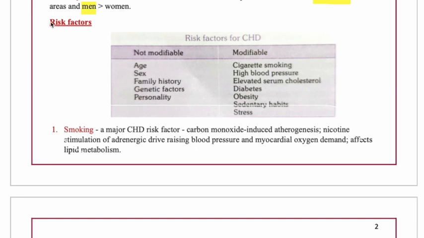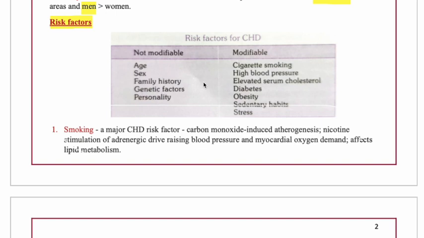Next we will study about the risk factors. A table is given in the textbook which explains the modifiable and non-modifiable risk factors. Modifiable means we can make some changes in the risk factors, like if the person is a smoker, we can advise to quit smoking. If the person has hypertension, we can advise medicine or change in lifestyle, depending on the level of hypertension. And non-modifiable means we cannot make any changes in those factors, like age cannot be changed, sex cannot be changed, family history, like that.